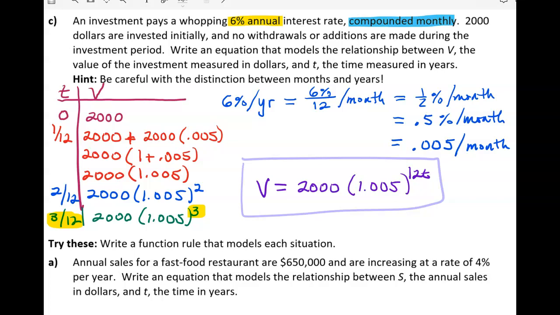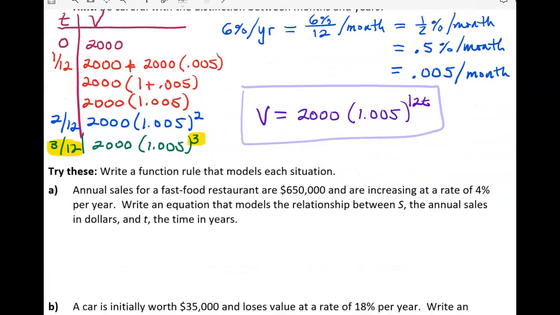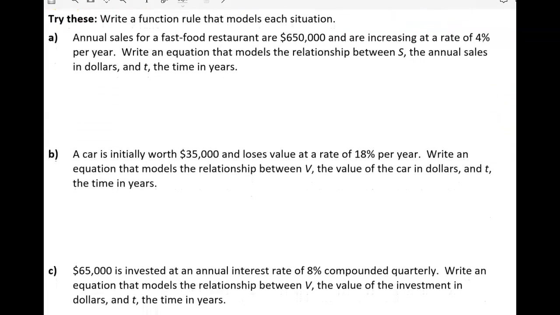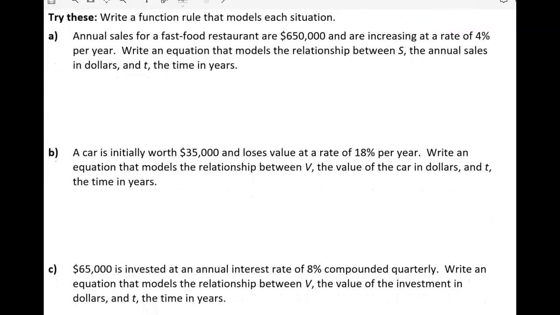Important to remember that you have to deal with the annual interest rate, and then if it's compounded monthly, you need to figure out a monthly interest rate by dividing by 12. All right, there are a few for you to try here. So try A below and pause the video while you try this one.